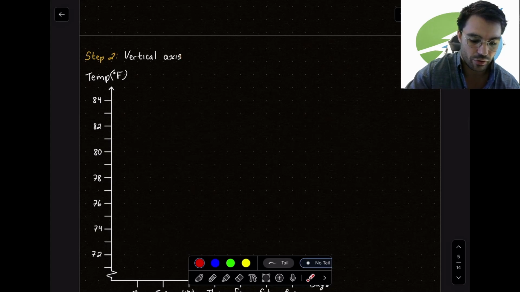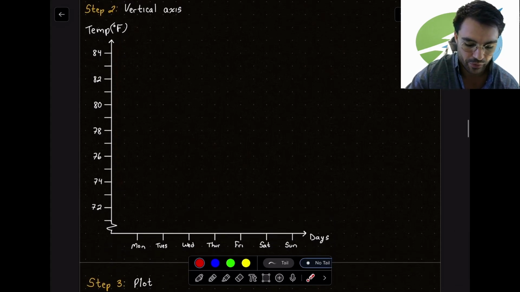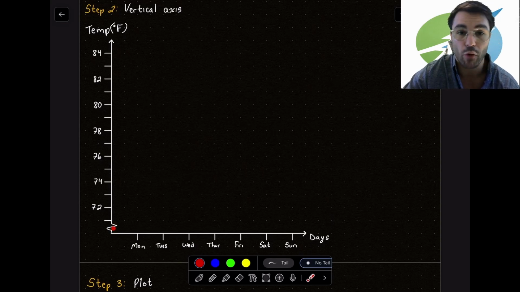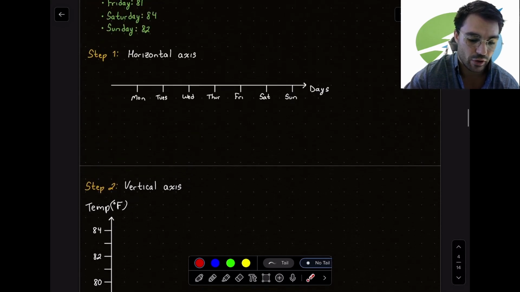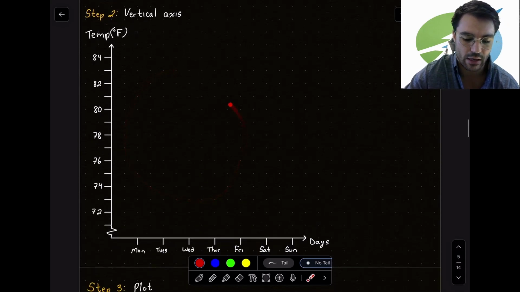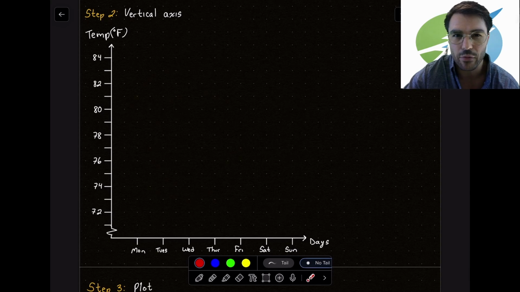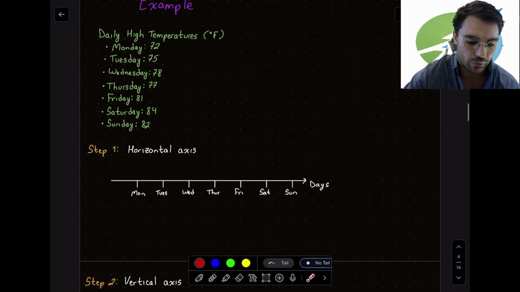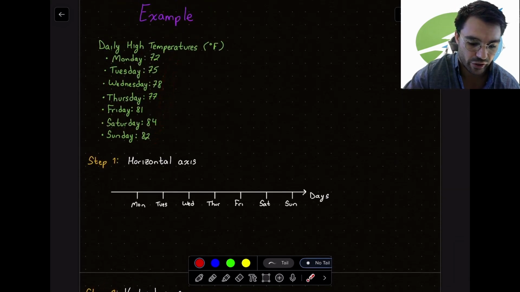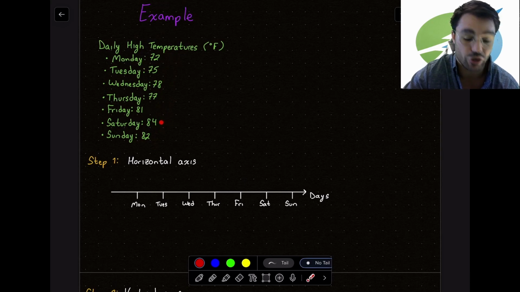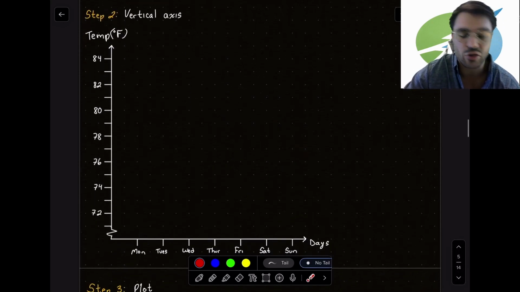Step two, the vertical axis is the temperature. Now, there we go. Let's see if we can get it all in there. So first, I include a little break here because we skip 0 through 71. And whenever we construct a graph like this, you want to be mindful of the given data. So just looking at this really quickly, we see the lowest recorded temperature is 72 and the highest recorded temperature is 84. So that's the range I'm working with.